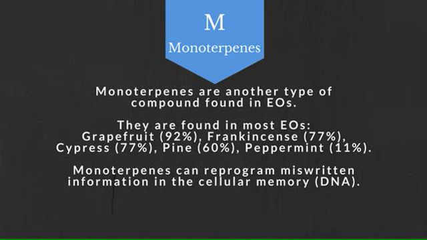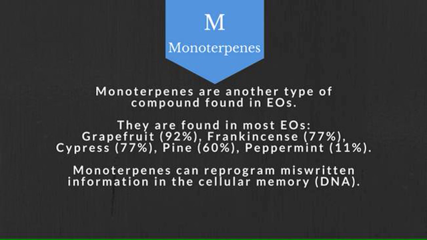Monoterpenes is another type of compound also found in essential oils, and monoterpenes are used to reprogram misinformation at the cellular memory. So this includes the DNA of the cell that tells the cell how to function. Monoterpenes reprogram misinformation. So if the DNA is not programmed properly and we need to rewrite that code, the monoterpenes can do that.